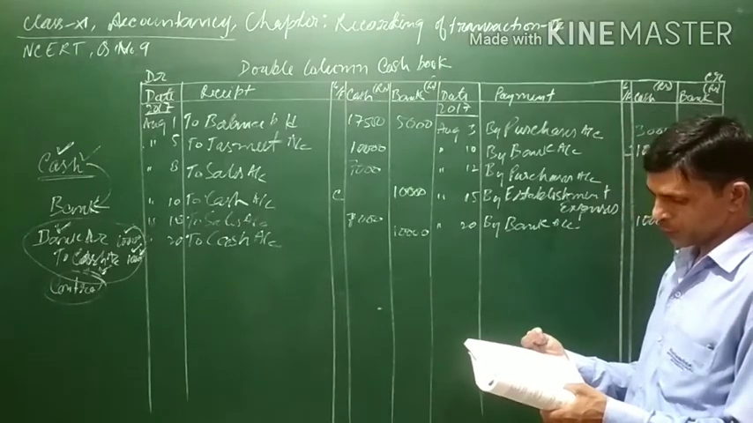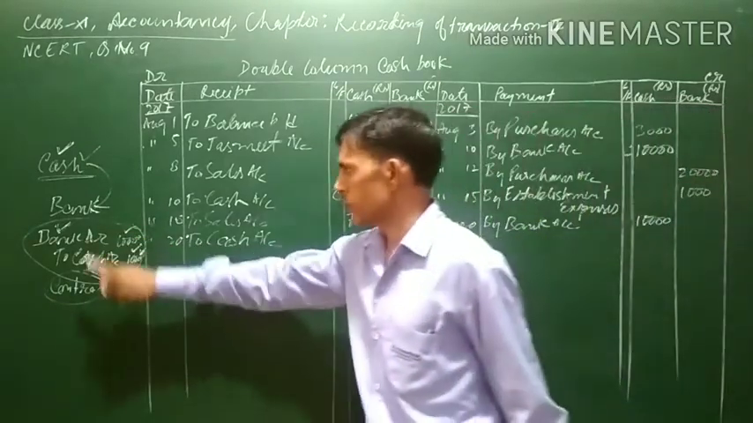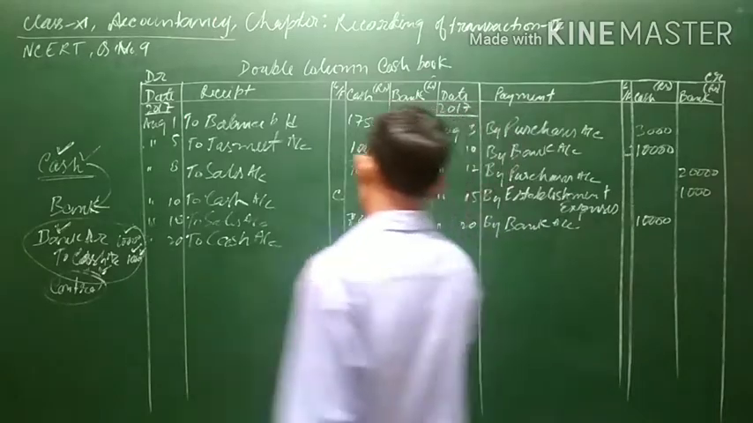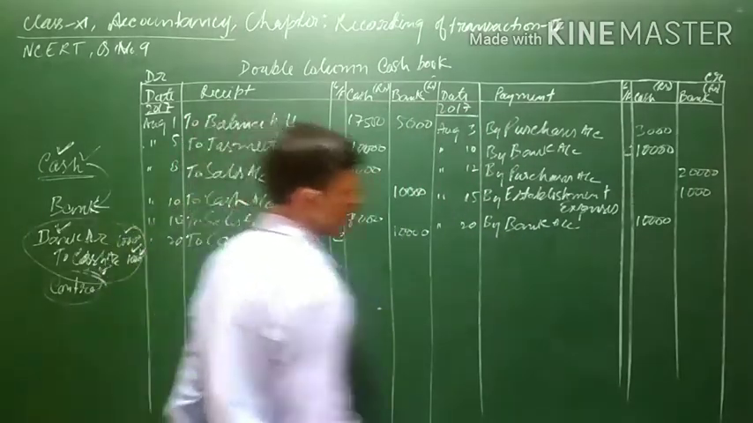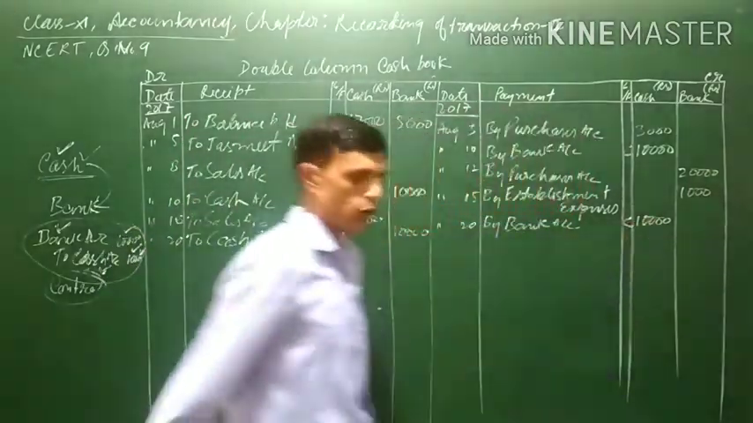Here cash is being deposited into bank, so both bank and cash are involved. For this, it is a contra entry. It will be written as C in the ledger folio column.